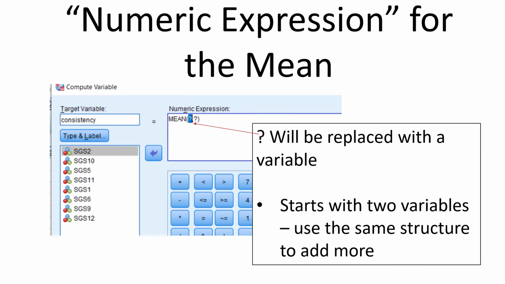And this is what SPSS adds to the numeric expression box when we select mean. To compute the mean for our score, we'll replace the question marks with the items included in the score with a comma between the items. Notice that it only includes 2 variables in the initial formula, and that does not mean we're limited to 2. We can keep adding as many as we need with a comma between each one.